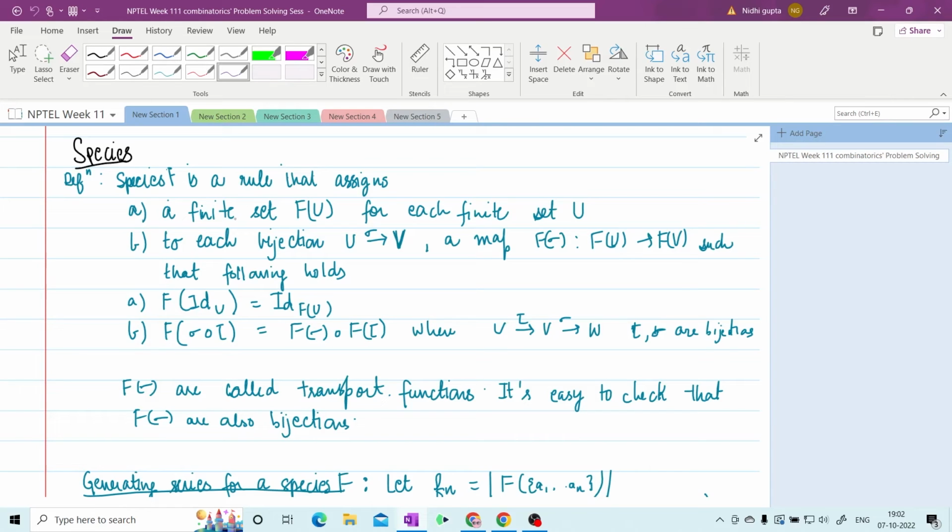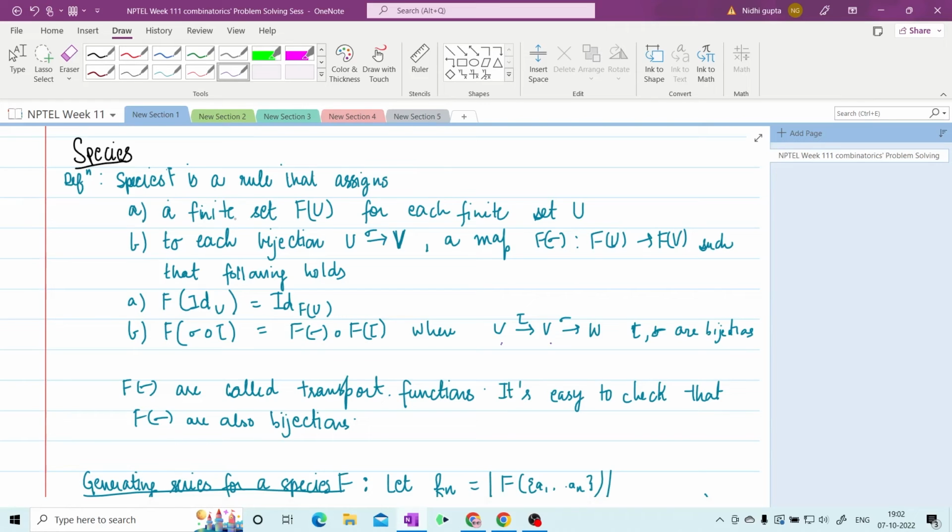And similarly, if we have two bijections, sigma and tau, where tau is a bijection from U to V and sigma is a bijection from V to W, then sigma composed with tau is a bijection from U to W. So this rule should send sigma composed with tau to f sigma composed with f tau. These f sigma are what are called transport functions, and it is easy to see that these transport functions will also turn out to be bijections.